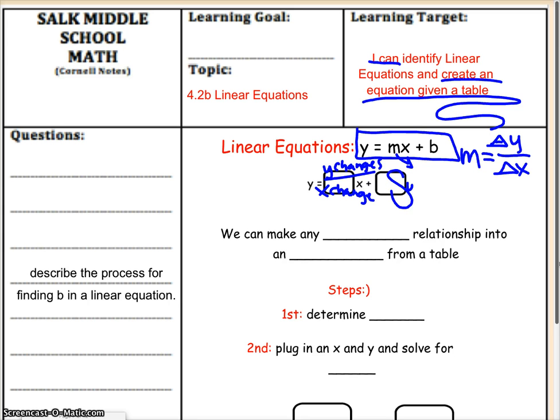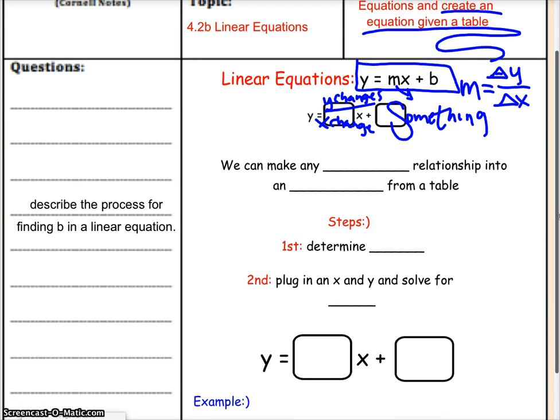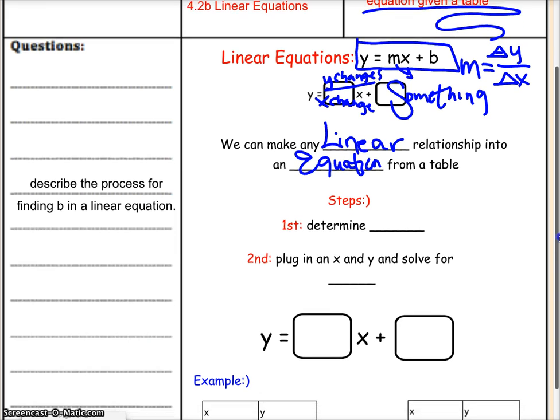And then you have to add something, and that is the tricky part. So y is equal to your rate times x, and then you're going to have to add something to it. You can make any linear relationship into an equation from a table, as long as it's linear. If it's not changing by the exact same thing all the time, it's not linear. You can do that, and here's how.